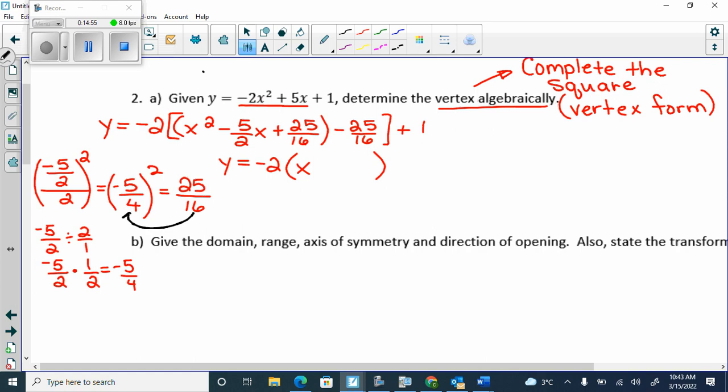So this is what it's going to be. It's going to be x minus 5 over 4. And if I took x minus 5 over 4 and I actually expanded it, I would get this. Right? And then I have to put a squared. And then what can I not forget to do now? Yes. The negative 2 times the fraction.